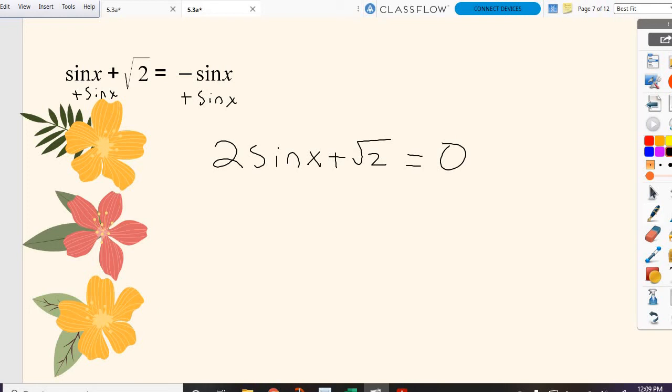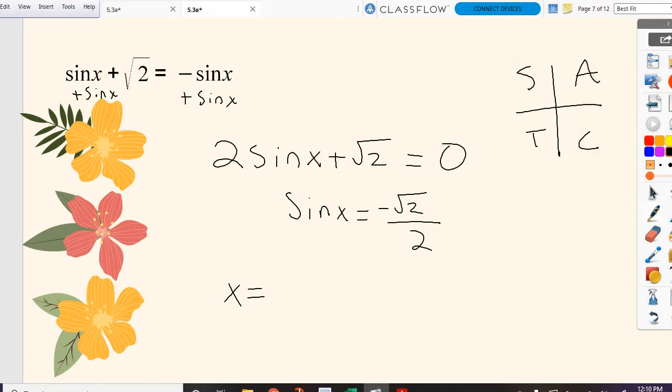So now this looks very similar to what we've been doing. What do I need to do in order to isolate my sine of x? Divide by 2. So we get sine of x equals negative square root of 2 over 2. So where does sine of x equal positive square root of 2 over 2? Pi over 4. But we need the negative one this time.